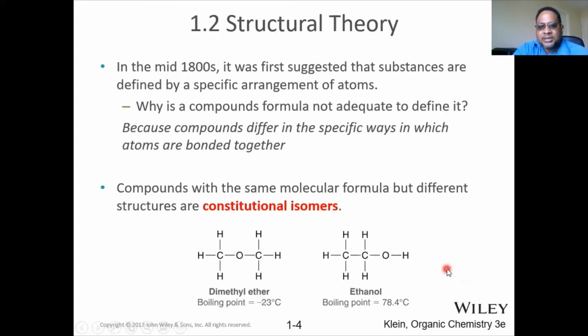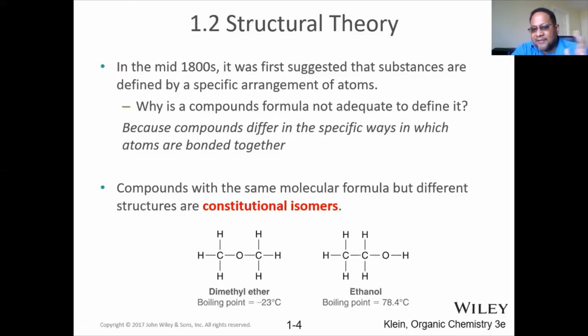Here are the brief highlights of chapter 1. First thing you want to learn about is constitutional isomers. Constitutional isomers are compounds that have the same molecular formula, but they're connected differently. When I say connected differently, it means they have different constitution, in terms of the oxygen being connected to a carbon versus a hydrogen. That's all it means.